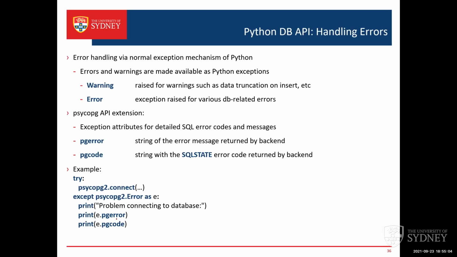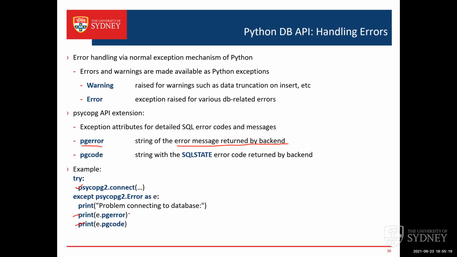So this is what it looks like. You try to connect, okay? Here in except, you can print the error or the code that you have. This PG error normally prints out the error message returned by the backend.